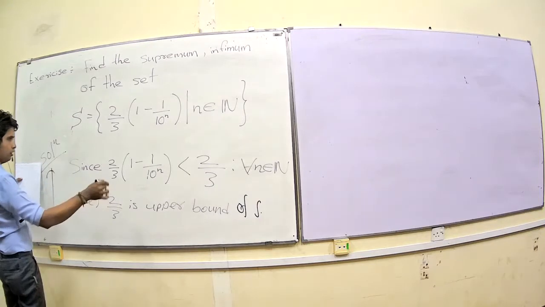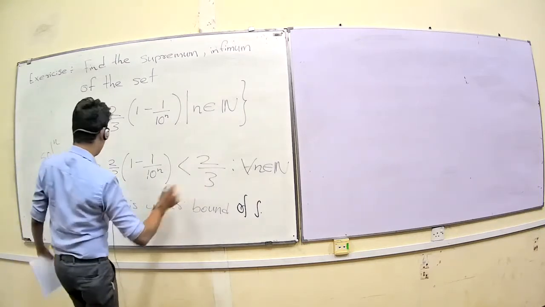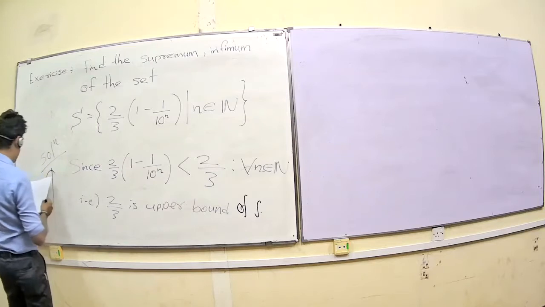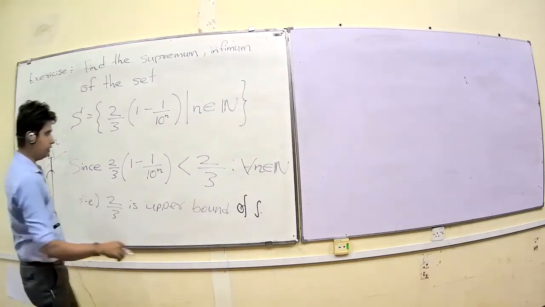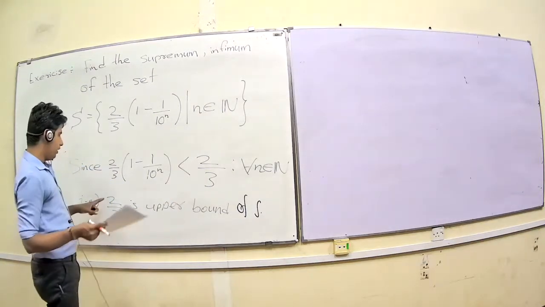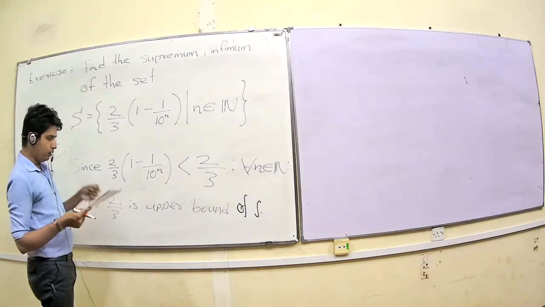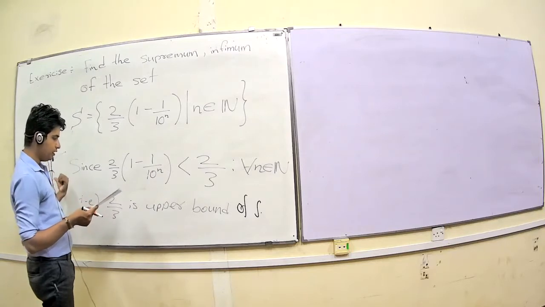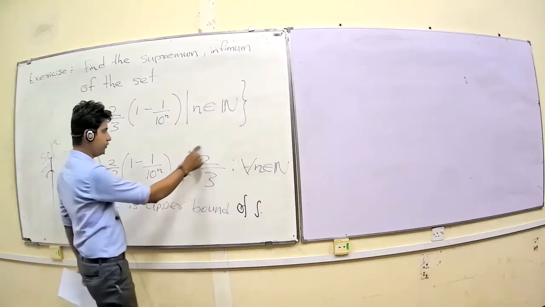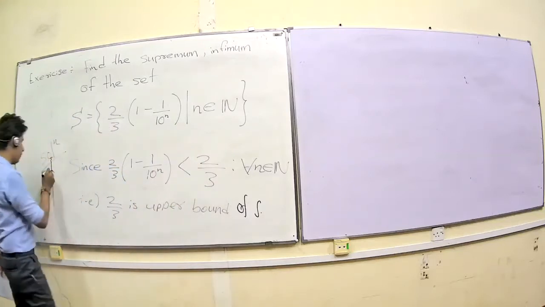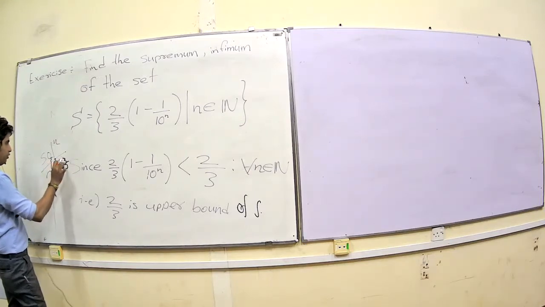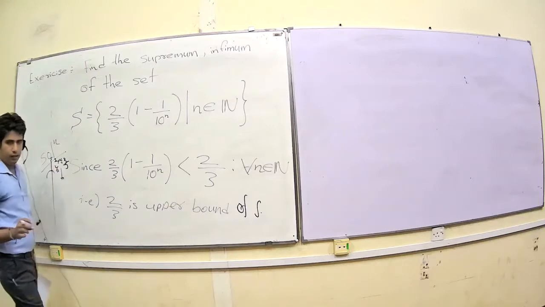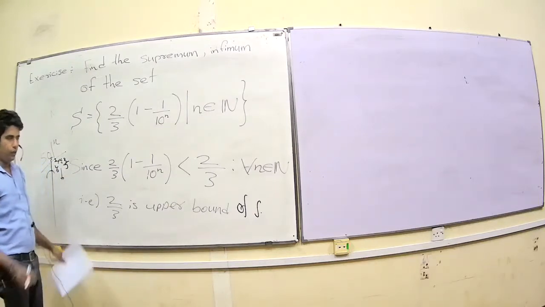The supremum value may be equal to 2 by 3 or less than or equal to 2 by 3. This is an upper bound, and the least upper bound is one here. The completeness property says that 2 by 3 is one of the upper bounds, so the supremum should be less than or equal to this value. That means either it equals 2 by 3 or it is less than 2 by 3. That's what you want to prove.